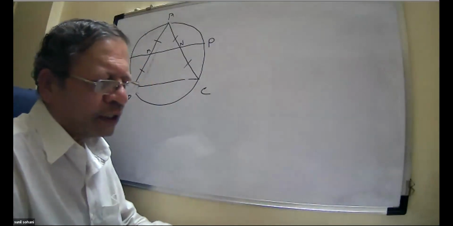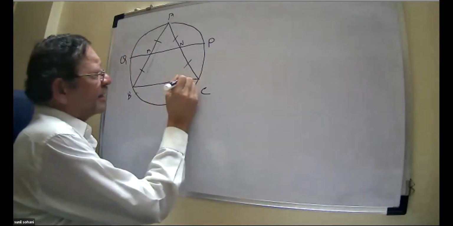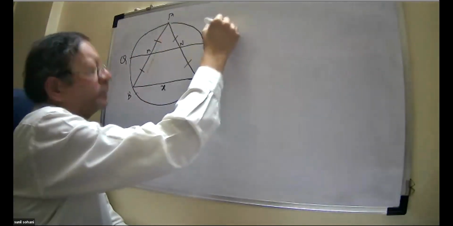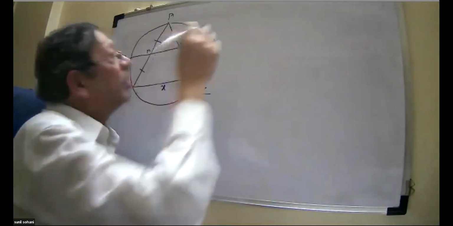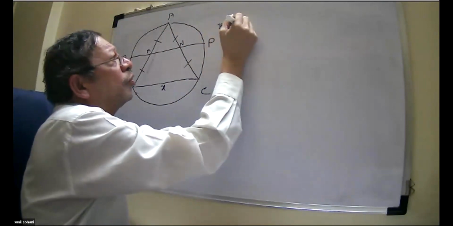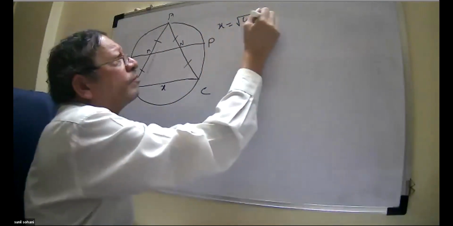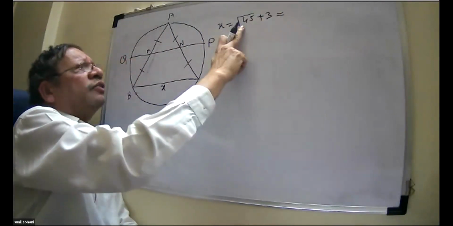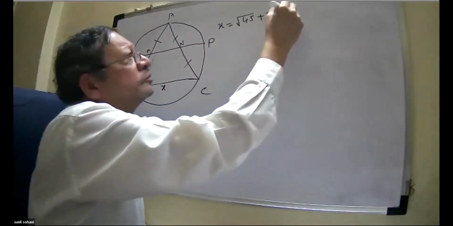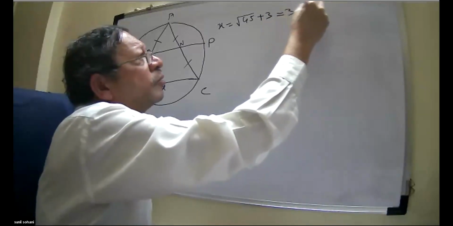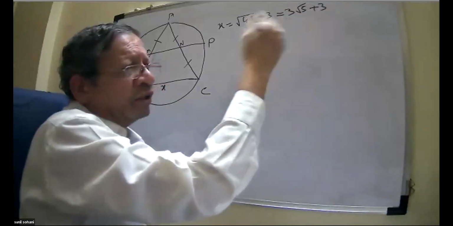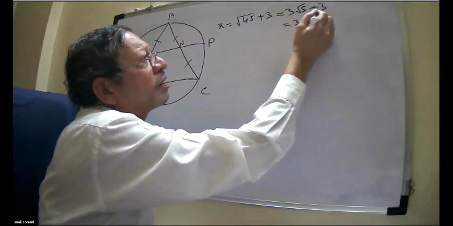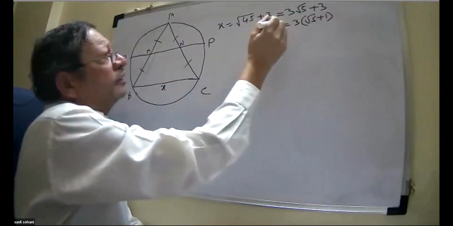Now I'm going to call this length x. So x is given as root 45 plus 3. With a little more modification, this is 3 root 5 plus 3. Further simplification: 3 common, root 5 plus 1 is each side.